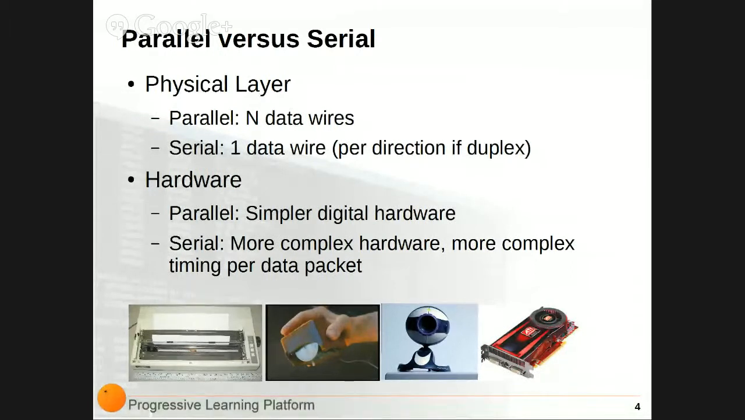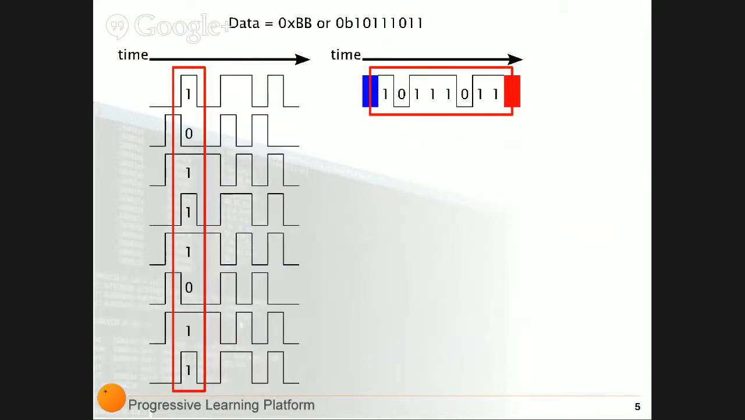So the CPU can interact with all these different peripherals, these old-time printers, one of the first few mice, webcams, even graphics cards. So there are some commonalities on how CPUs interface with all these devices. Let's say we want to transmit one byte of data, DB, or 10111011. If you look at the parallel interface, you can have 8 lines and set each line to the bit position value, and then boom, you have your data. In serial, you have to send your data one bit at a time.